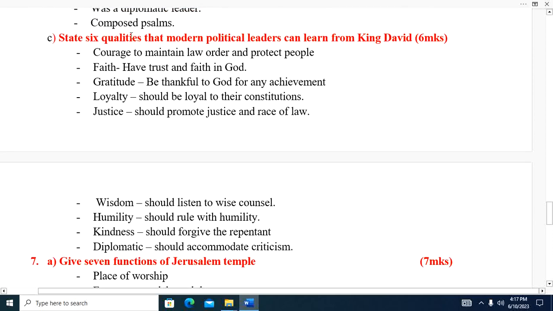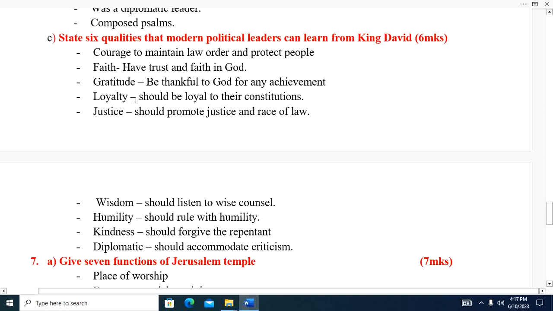Go to the next one. 3 qualities that modern political leaders can learn from King David. What can modern political leaders learn from King David? Number 1, courage to maintain law and order and protect people. Number 2, faith: give trust and faith to God. Gratitude, they should be thankful to God for any achievement.